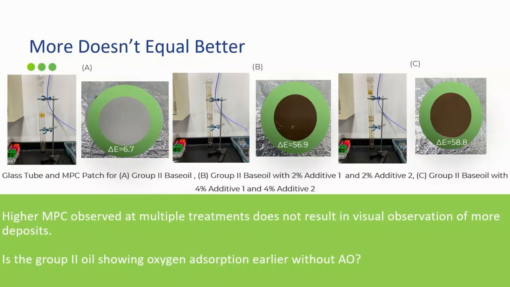And it allows us to steer our investigation by looking through a new lens and asking ourselves the question, is the group 2 oil showing oxygen absorption earlier without any antioxidants present? But before we go through this, we're going to observe the FTIR of the group 2 base oil with 4% of additive 1 and additive 2 during the aging process. This will help us figure out the progression and see what exactly is happening at the chemical level.